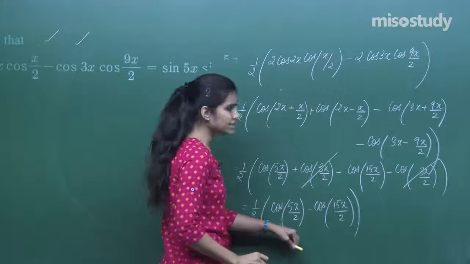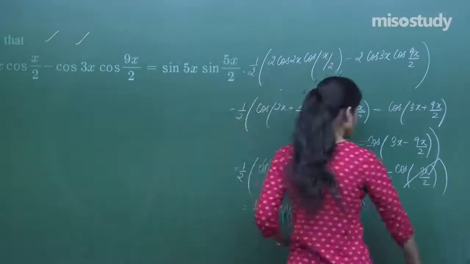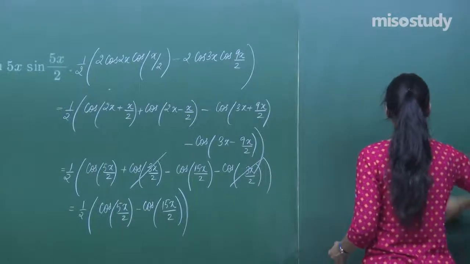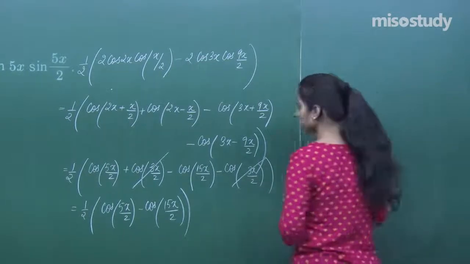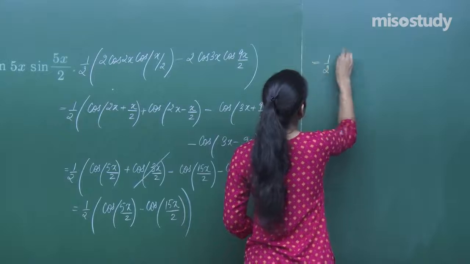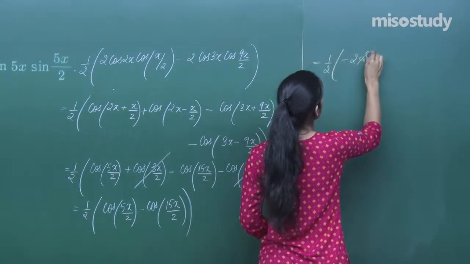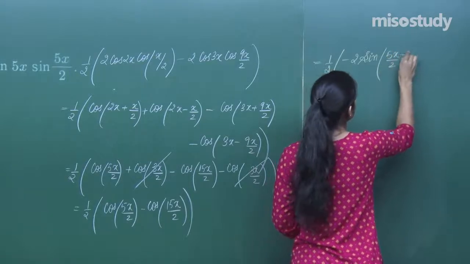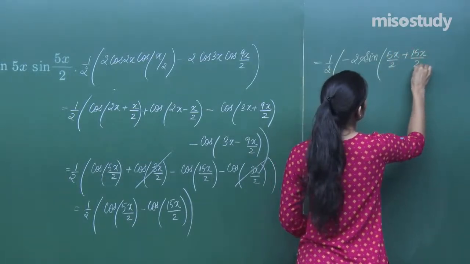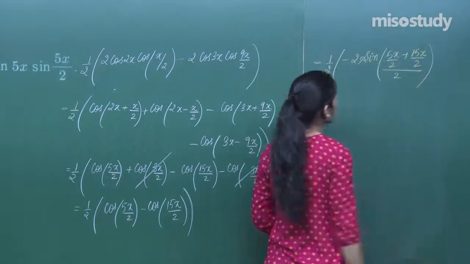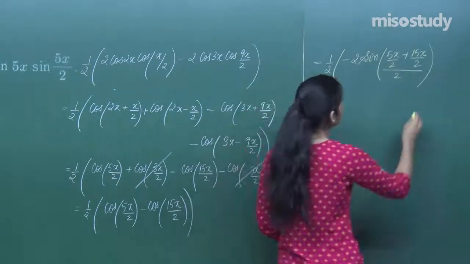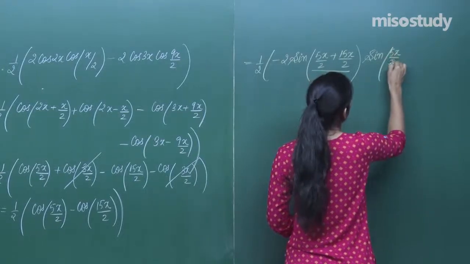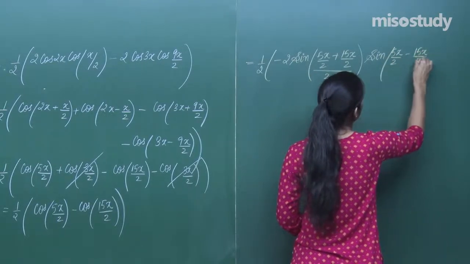Clearly over here cos C minus cos D is applicable. Cos C minus cos D is minus 2 sin C plus D/2 sin C minus D/2, right? So this is equal to minus 2 sin C plus D, that is 5x/2 plus 15x/2 by 2, minus 2 sin C plus D/2 sin C minus D by 2.